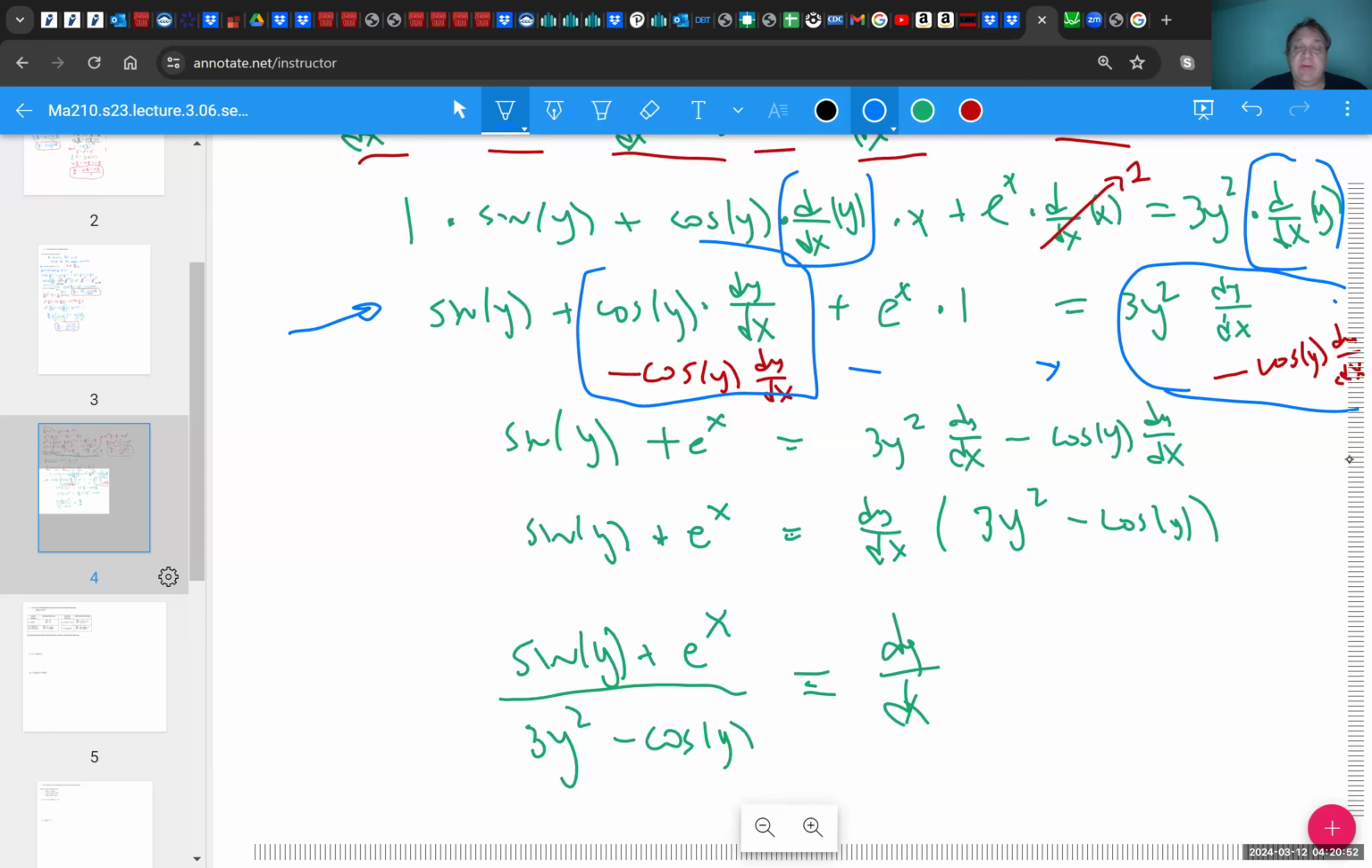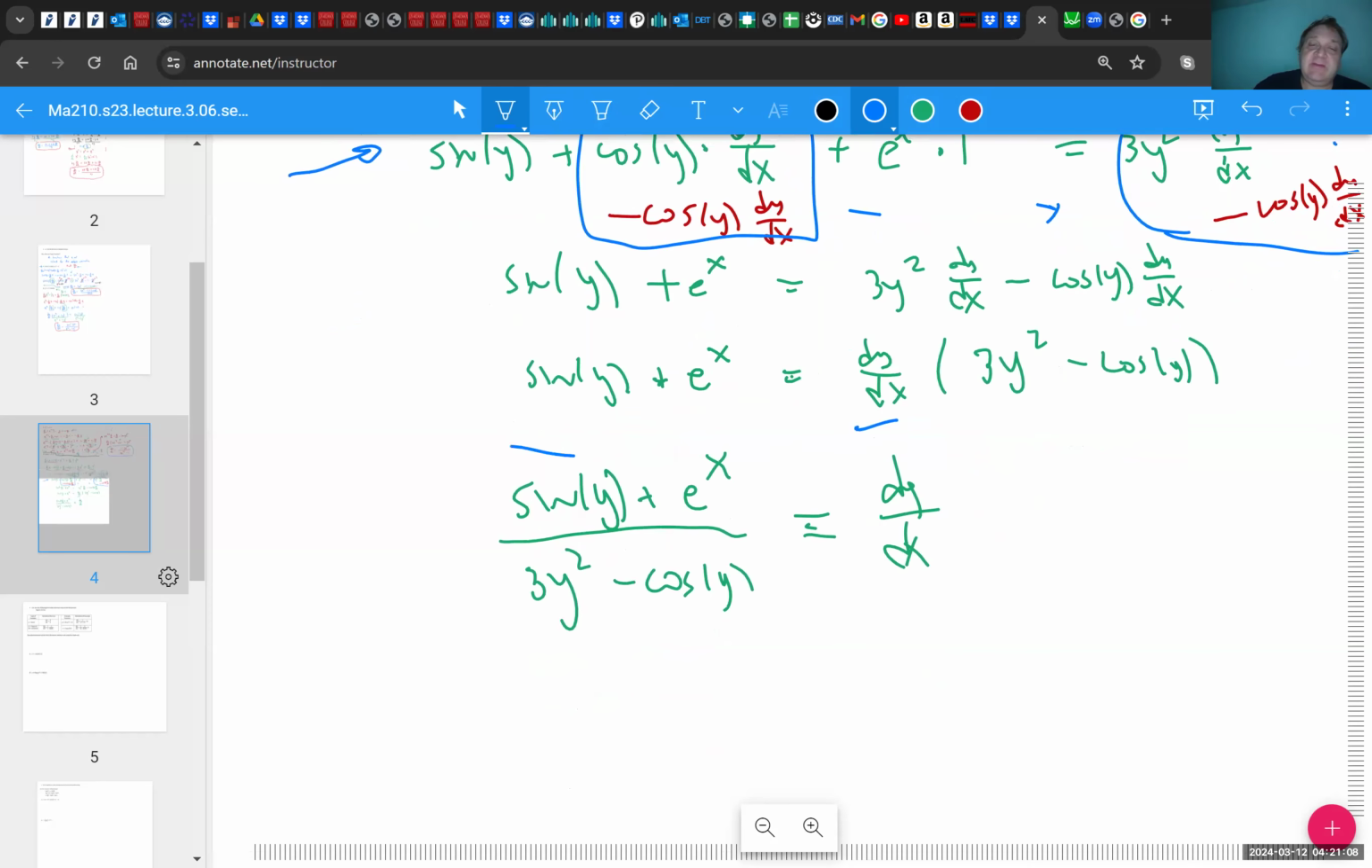All right, so what's left over here on the left-hand side is my sine y, my e to the x times 1. So I just have sine y plus e to the x. On the right-hand side, I have all my dy/dx's times their coefficients. I factor out my dy/dx, and then I divide by the parentheses, the thing that's being multiplied by the dy/dx, and that solves for what dy/dx is.